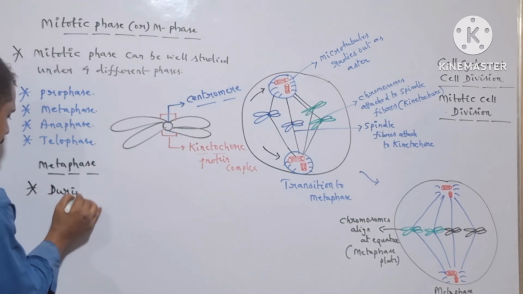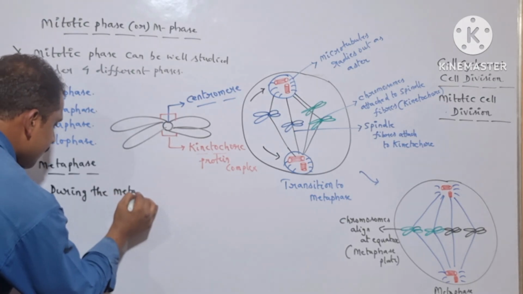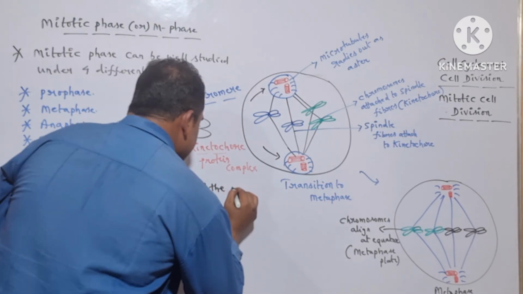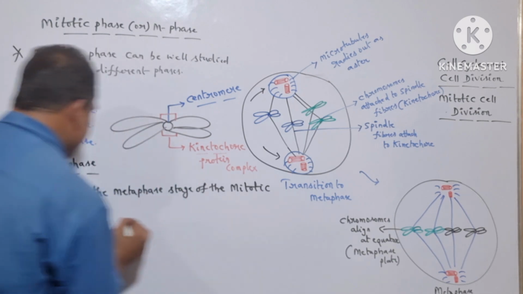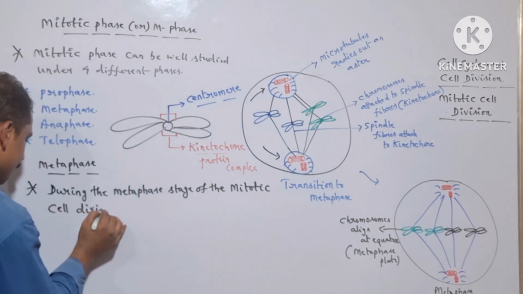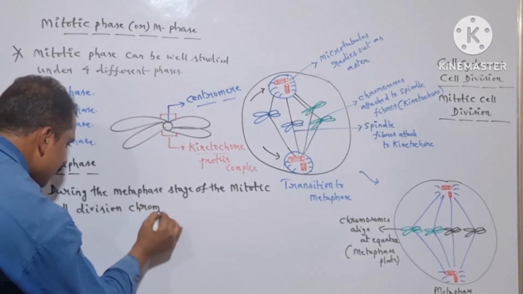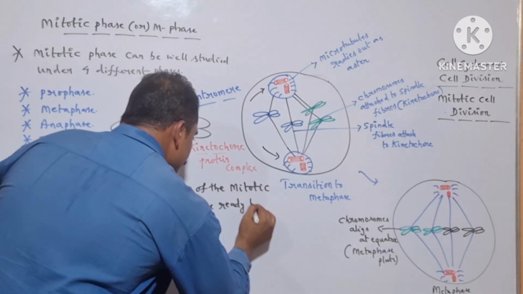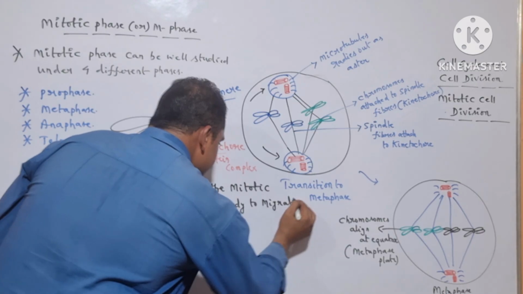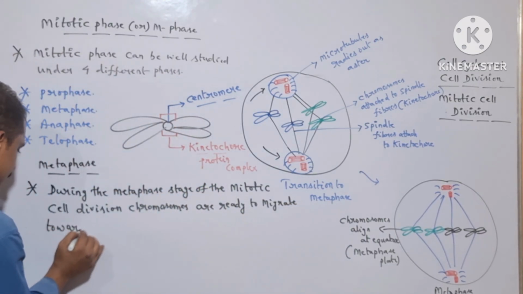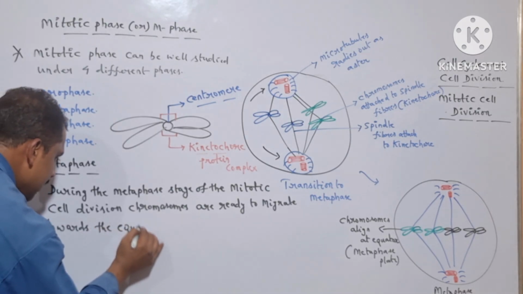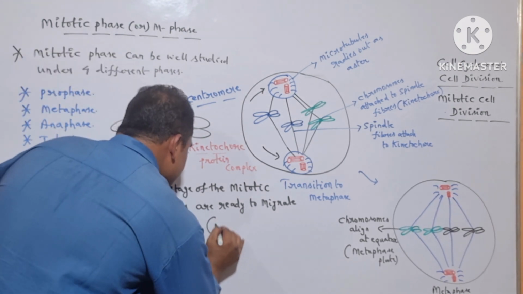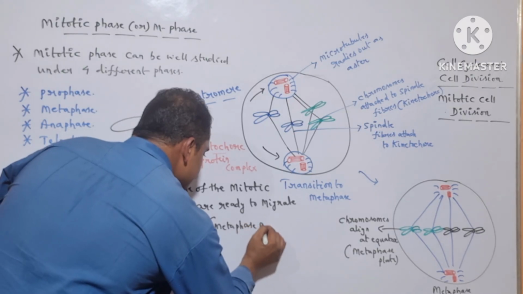During the metaphase stage of the mitotic cell division, chromosomes are ready to migrate towards the equatorial region, and it is otherwise termed the metaphase plate. Is it clear? Metaphase plate.